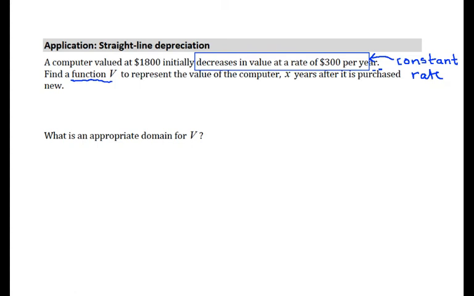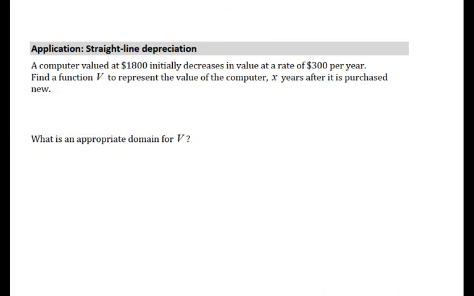So what we're going to do here is identify the pieces that we have. If this function decreases in value at a rate of $300 per year, then that tells us what our slope is. Decreases suggests that the slope is negative, and $300 per year, it's fine to use negative 300 as long as we assume that our x units are years and our y units are dollars.